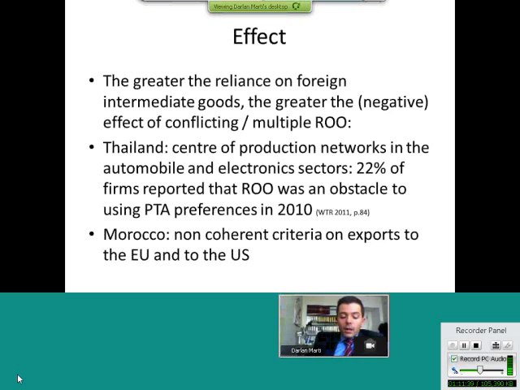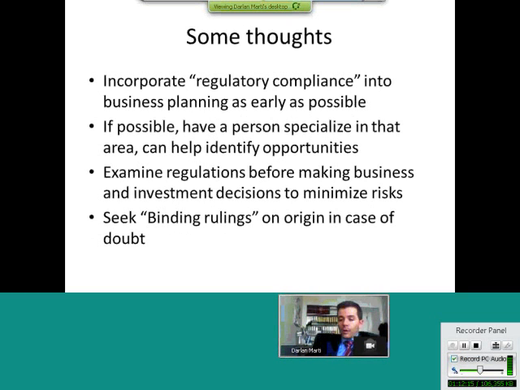Now, another important challenge as well is that the rules of origin can sometimes be conflicting. So if you take that example of the vanity set, you could have origin under one case, but you could be denied preferential origin under another case. So what this requires is either a choice on the part of the producer that, okay, exporting and paying duties is also an option that I'm going to choose, or adjusting the whole production in order to benefit from preferences.